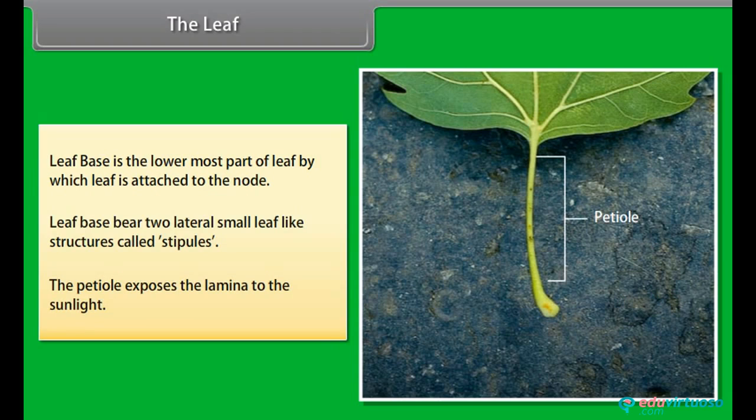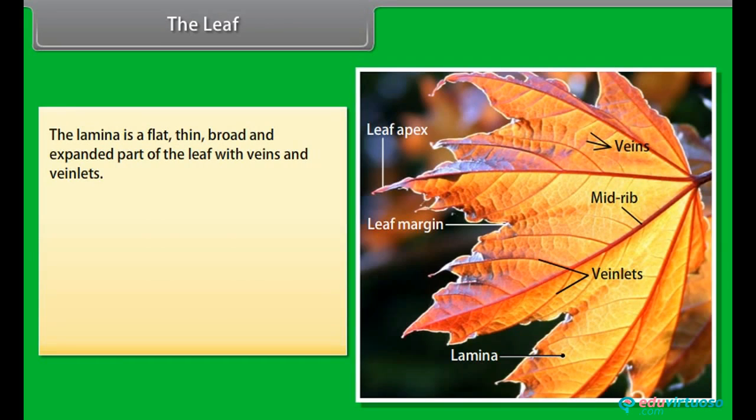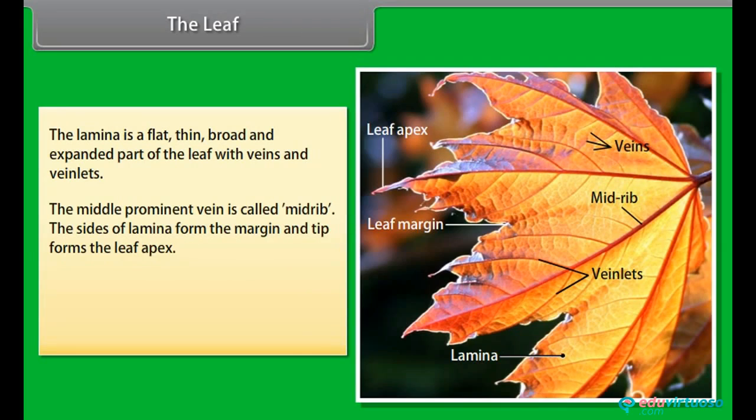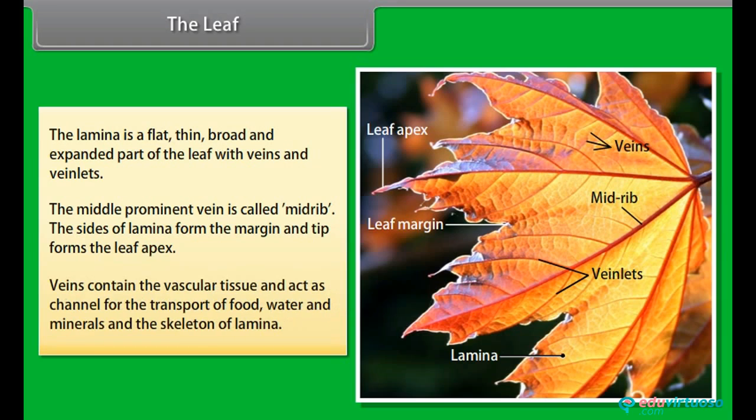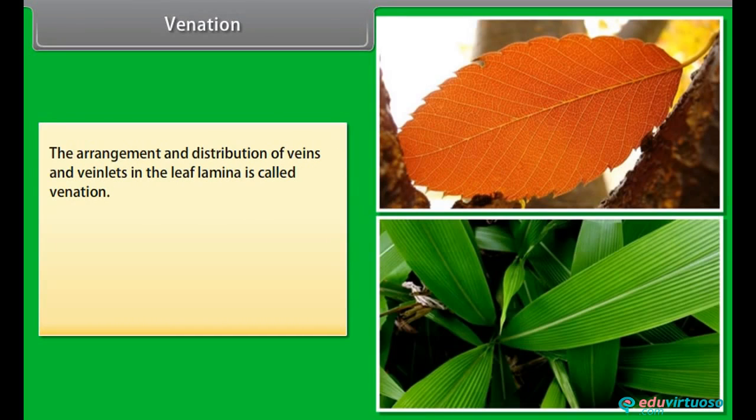The petiole exposes the lamina to the sunlight. The lamina is a flat, thin, broad, and expanded part of the leaf with veins and veinlets. The middle prominent vein is called midrib. The sides of lamina form the margin and tip forms the leaf apex. Veins contain the vascular tissue and act as channel for the transport of food, water, and minerals, and the skeletal of lamina. Venation. The arrangement and distribution of veins and veinlets in the leaf lamina is called venation.